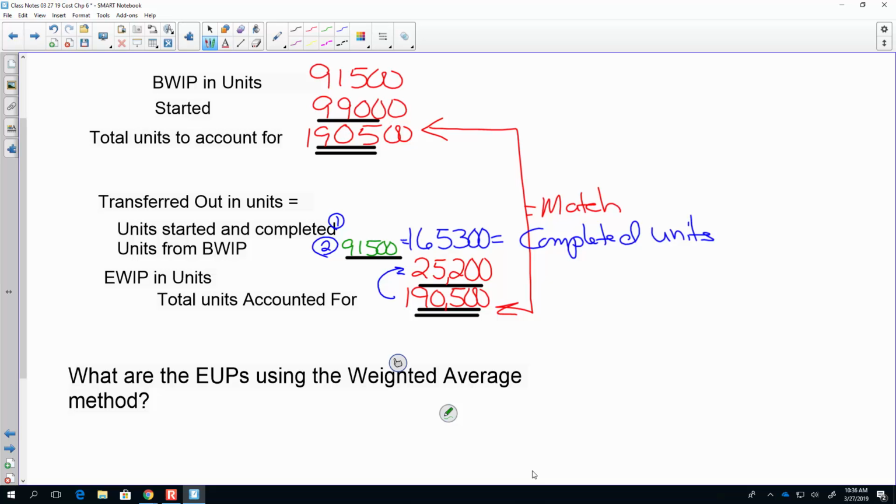And again, to get the units started and completed, I'm going to work backwards. So my total of the 2, 1 and 2, is 165.3. I subtract the 91.5, and I get how much? 73,800. 73.8. So here again, the template's helping me find the unknown, so to speak.